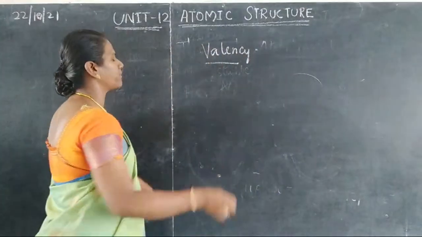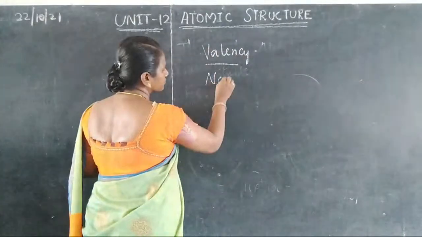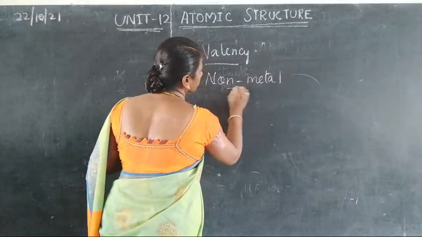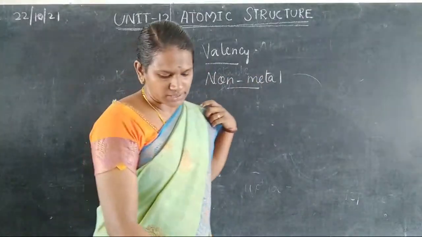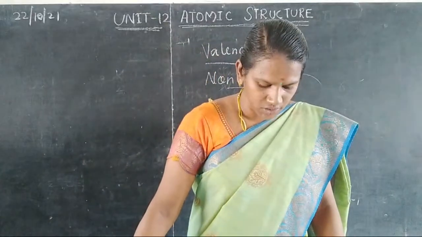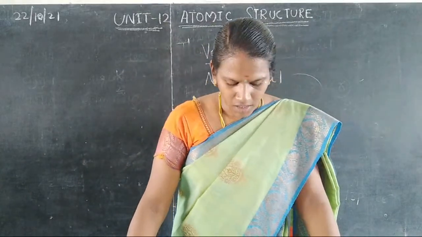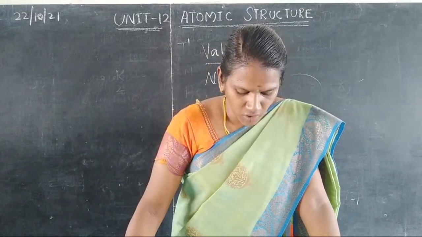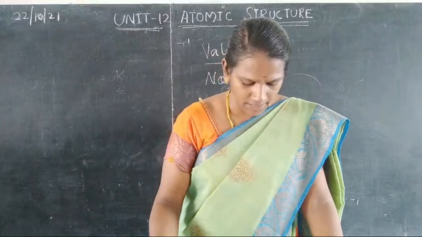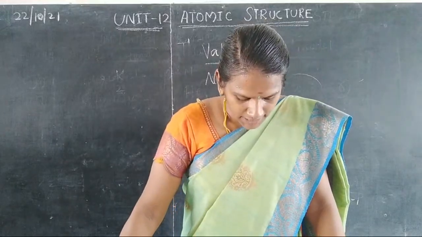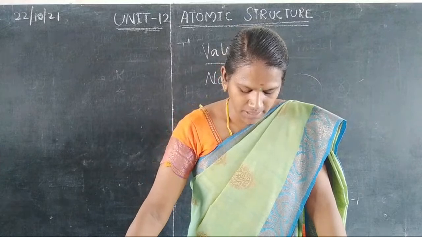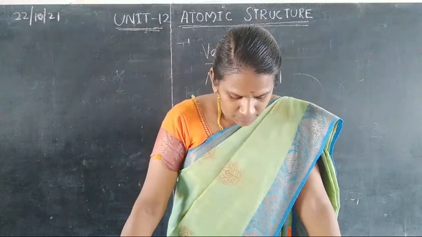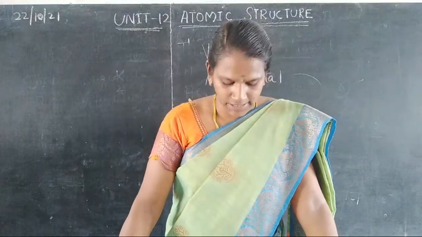Another example, with non-metals. Non-metals will have 3 to 7 electrons in the outermost orbit of their atoms. In order to attain a stable electronic configuration, they need only a few electrons. So they accept these electrons in a chemical reaction and become negatively charged. These atoms which accept electrons are said to have negative valency.